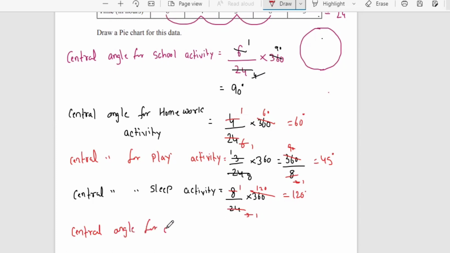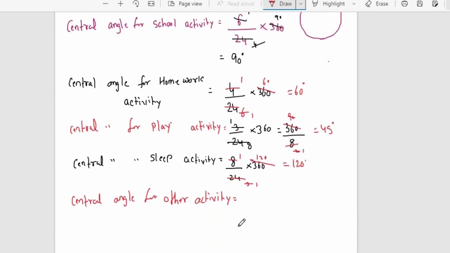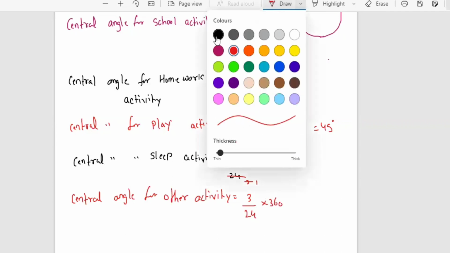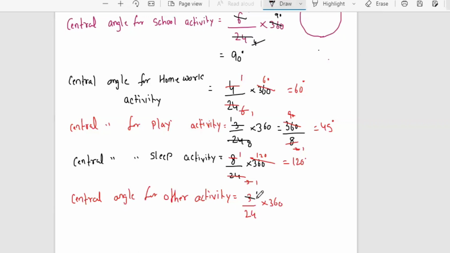The last one, we're going to find out the central angle for the other activity. That is what the question gives you, other activity. Let's see what the time taken is. Just 3. That is 3 divided by 24, into 360. Let us do a bit of cancellation. 3 ones are 3 and 3 eights are 24. Same way as you can see we have performed here, we got the same values, so we're going to write down the answer directly. That is 45 for the play activity, where the time taken was 3 hours, and for the other activity also 3 hours. So the angle also remains the same, that is 45 degrees.